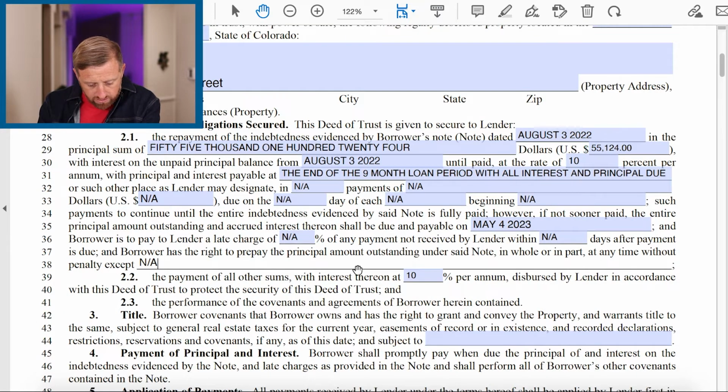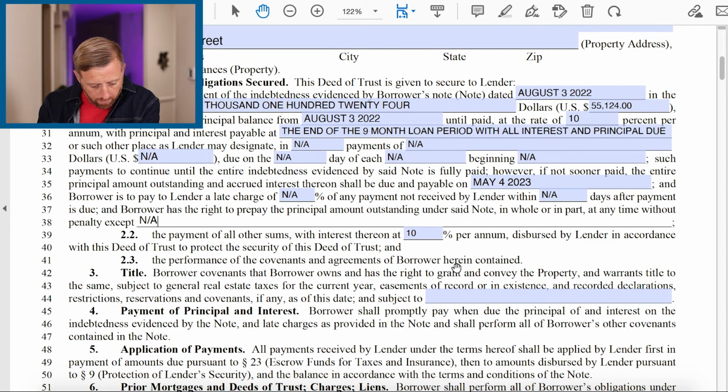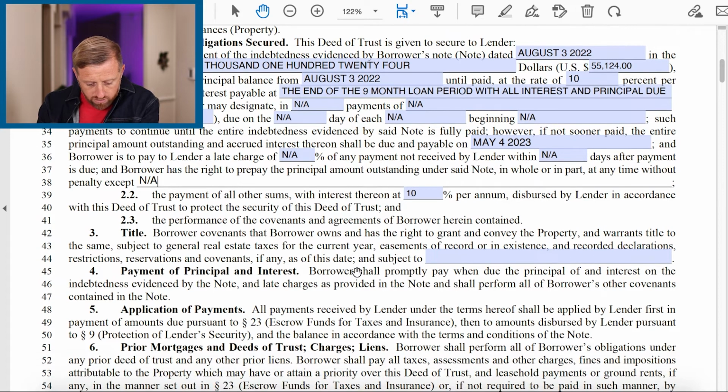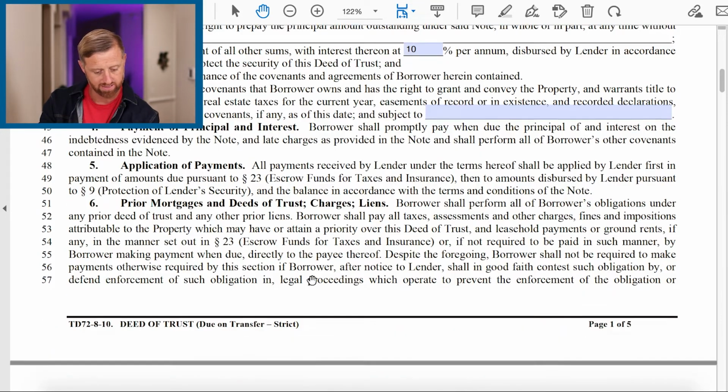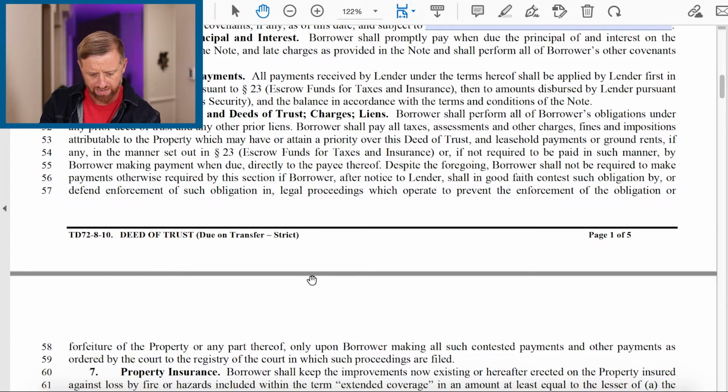Title, borrower covenants, the borrower owns the property. Payment, principal, and interest. Basically, borrower shall promptly pay when due. Application of payments. All payments received by lender under the terms applied by lender in the first payment of amounts due per cent and then to amounts disbursed by lender. Boy, I couldn't read that.